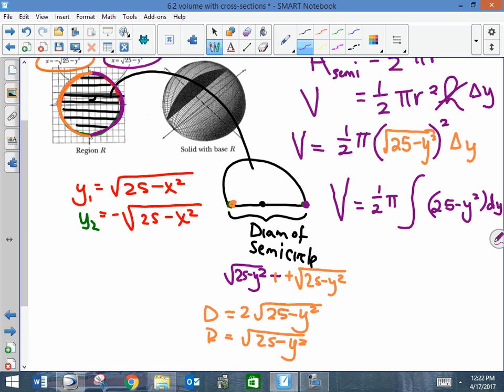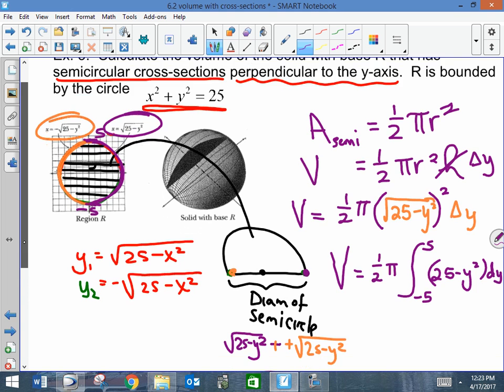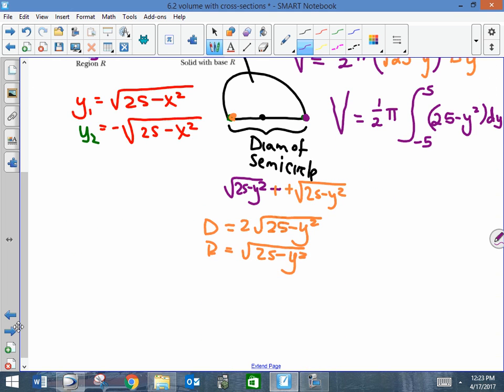In terms of y, on the graph, it says -5 to 5 works for me. It's your radius of 5, so there's a 5, there's a -5. Okay, there you go. You can plug it in. Actually, this is going to be even, right? So I'll just do it. Or you can plug it in.